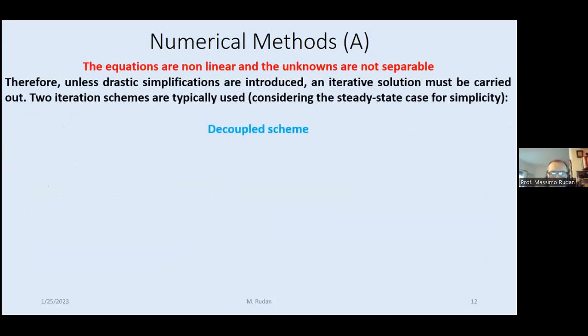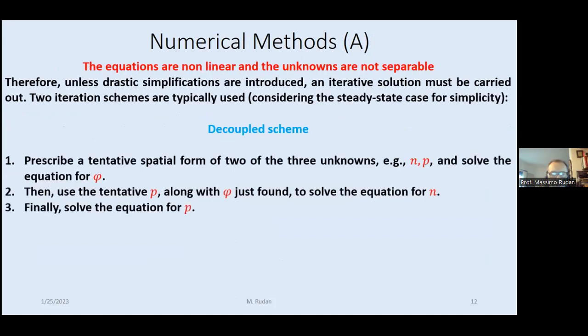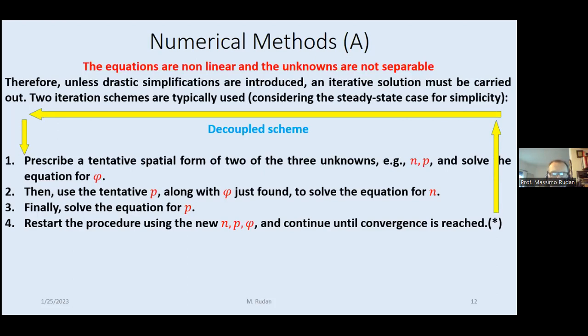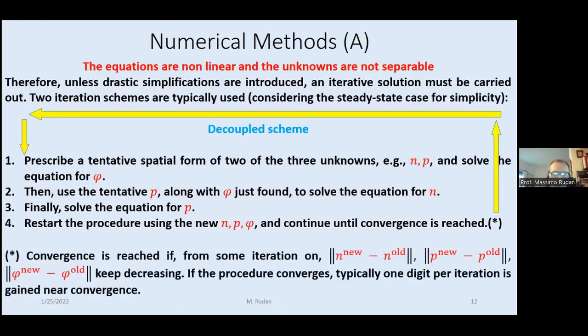Since the equations are non-linear and non-separable, we must tackle them by means of an iteration scheme. A possible iteration scheme is called the decoupled scheme, in which we prescribe two of the three unknowns, for instance, the concentrations, and solve the equation for phi. Then, using phi, we solve the equation for n. Then we solve the equation for p. And after obtaining a new form of the three unknowns, we keep iterating, starting from scratch again, until hopefully we reach convergence. Convergence is reached when the difference in norm between the old and the new form of the unknowns is smaller than some little number.